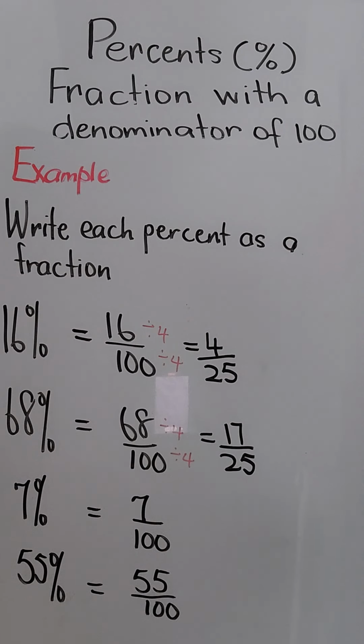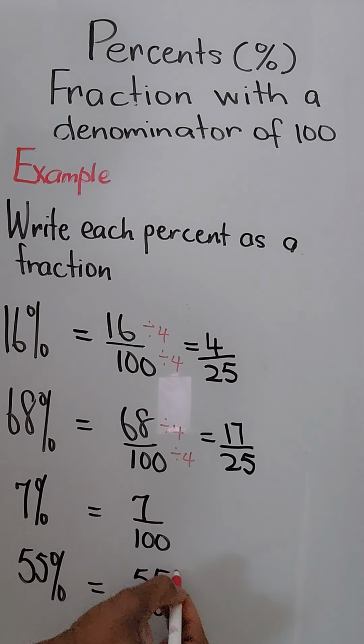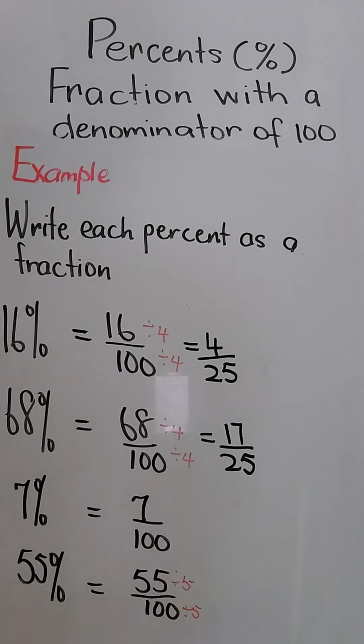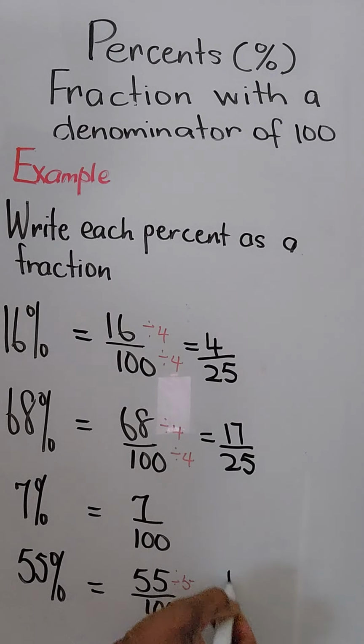55 over 100, the highest common factor is 5, so we divide by 5. 55 divided by 5 is 11, and 100 divided by 5 is 20.